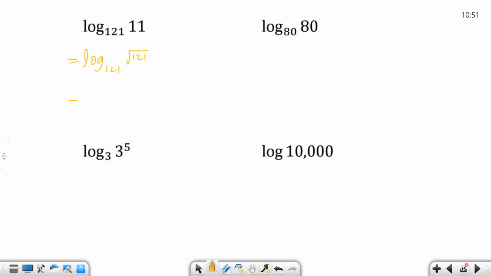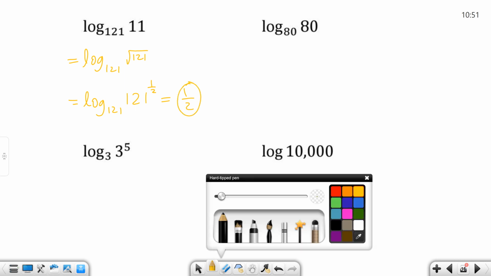And then if that's the case, then I'm going to say, okay, this is the log base 121 of 121 to the 1/2 power. I want to end up with 11. Again, these match, so my answer is the exponent. In this case, the answer is 1/2.